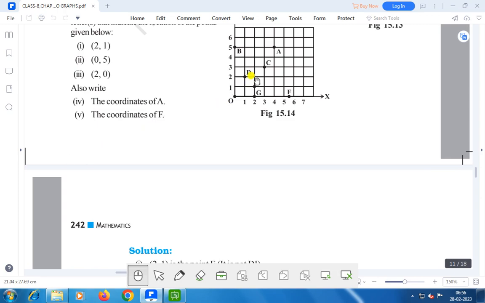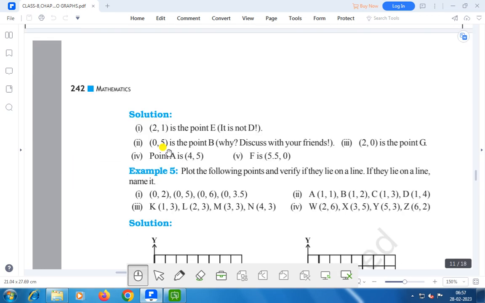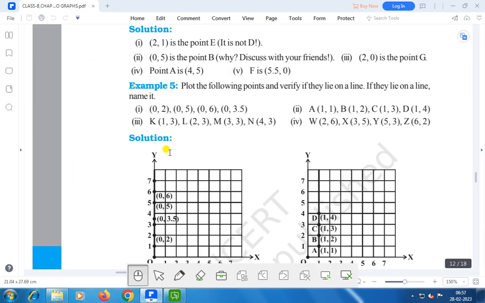Also write the coordinates of A. The coordinates of A is this one is 4 and this one is 5, (4, 5). The coordinates of F, this is F, that is (5.5, 0). Like this, you can find all of them.